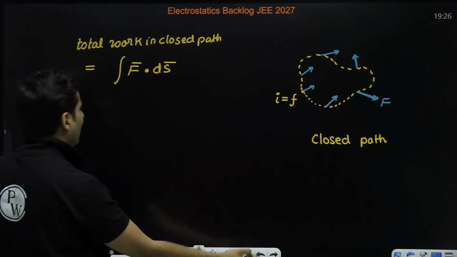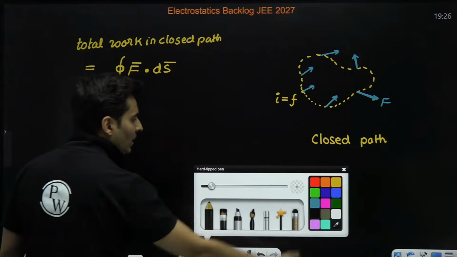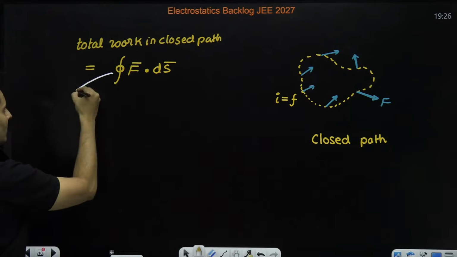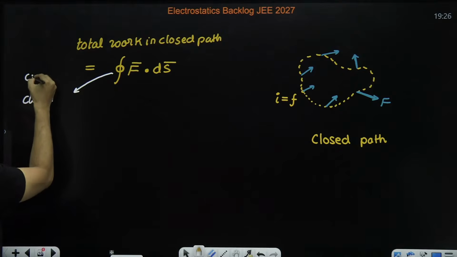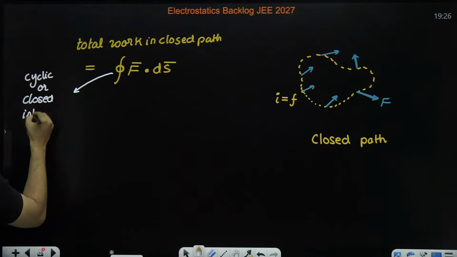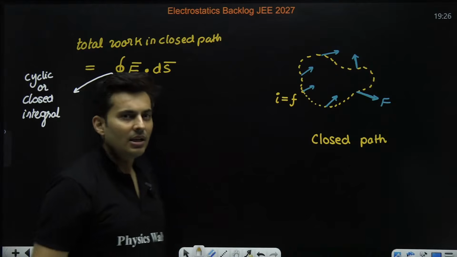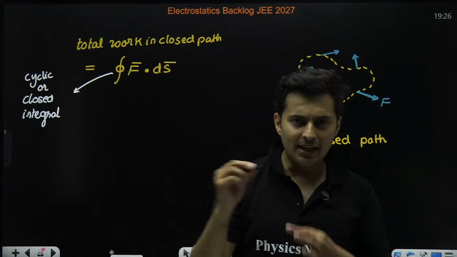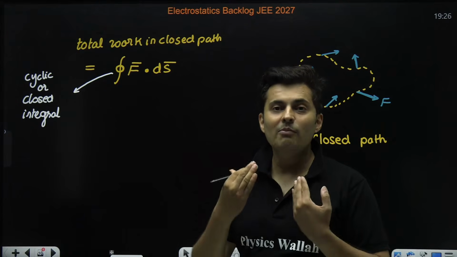So when that happens, I use a special symbol which is the cyclic integral. This is called a closed integral or cyclic integral, meaning that you are coming back to the same place. Instead of saying initial and final are the same, it's just a symbolic way of saying you are coming back.